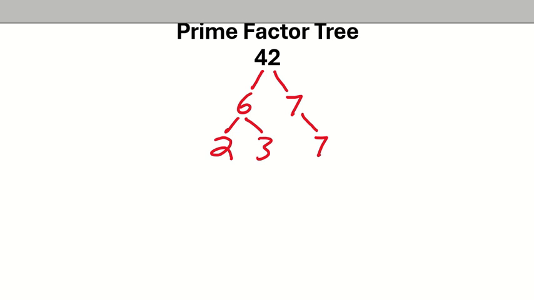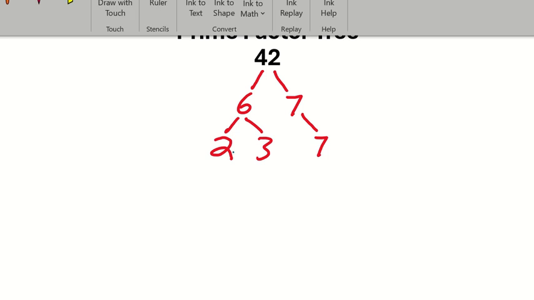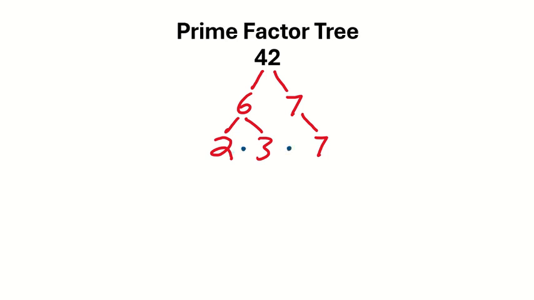Now we know we did it right if we're able to multiply these together and get 42. 2 times 3 is 6, and 6 times 7 is 42. And that is the prime factorization of 42.